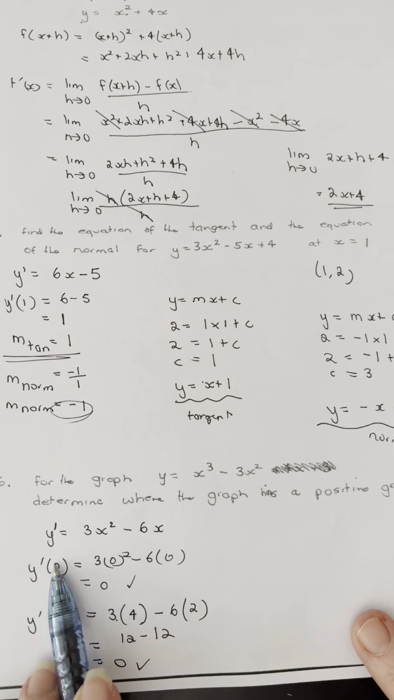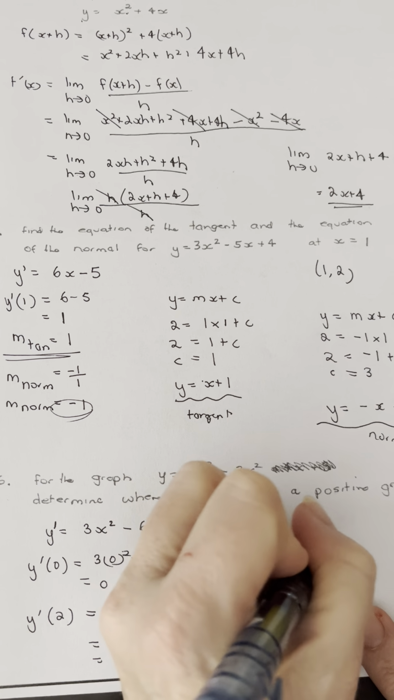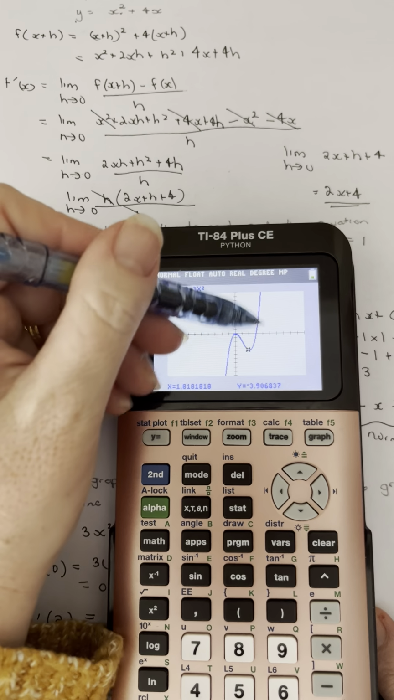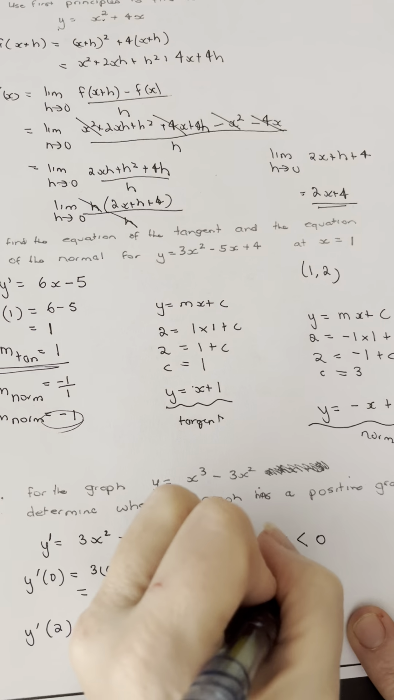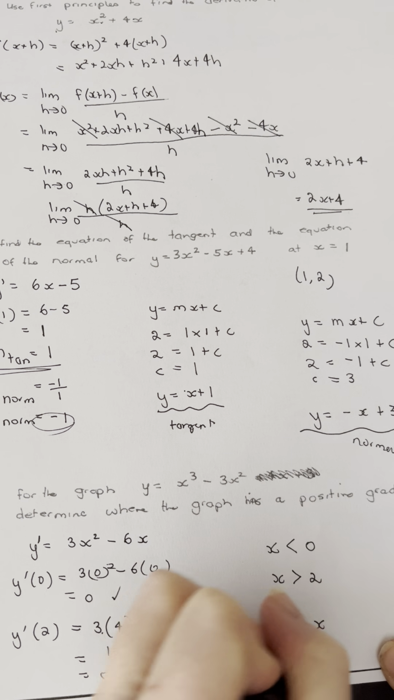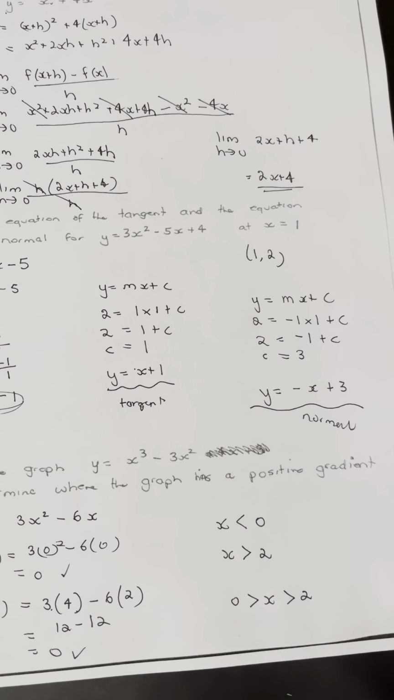So I had those two values. So when x was less than 0, so on this side, we had a positive gradient, and then when x is greater than 2. So I could write that as x less than 0 and x greater than 2 is where it has the positive gradient.